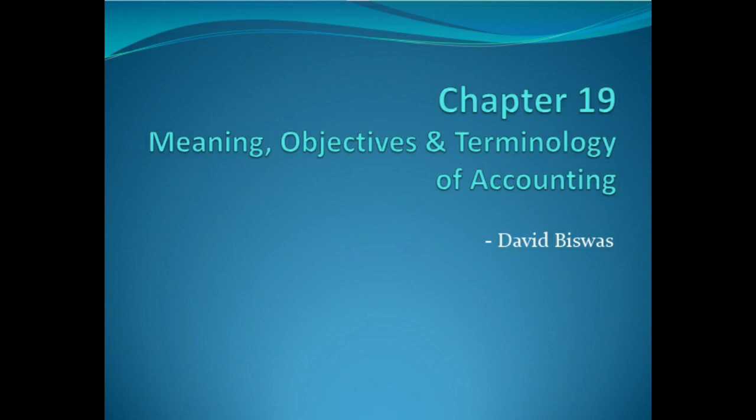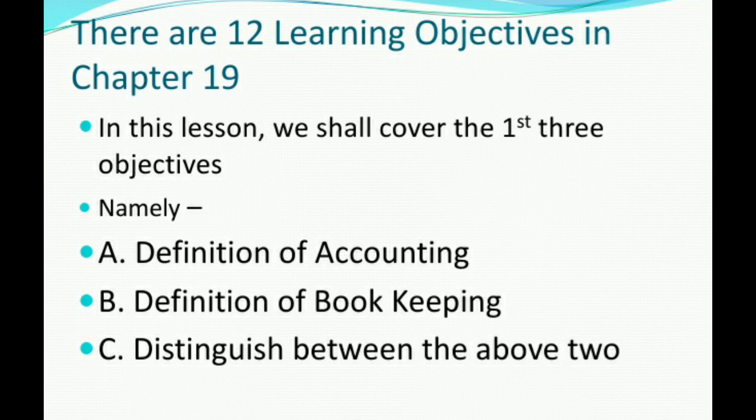In this lesson, we will do chapter number 19 from your textbook. Chapter number 19 is the meaning, objectives, and terminology of accounting. There are 12 learning objectives in this chapter. In this particular lesson, we shall cover the first three objectives, namely: A. Definition of accounting, B. Definition of bookkeeping, and C. The difference between the above two.